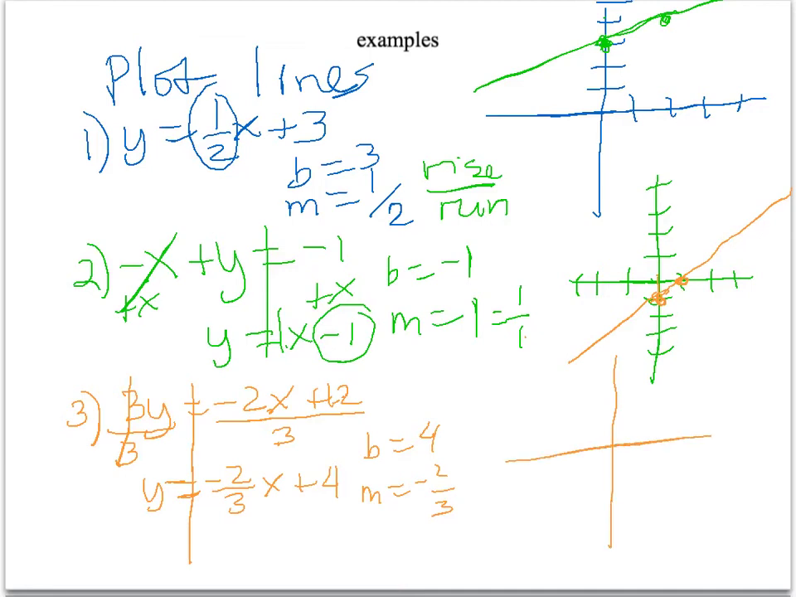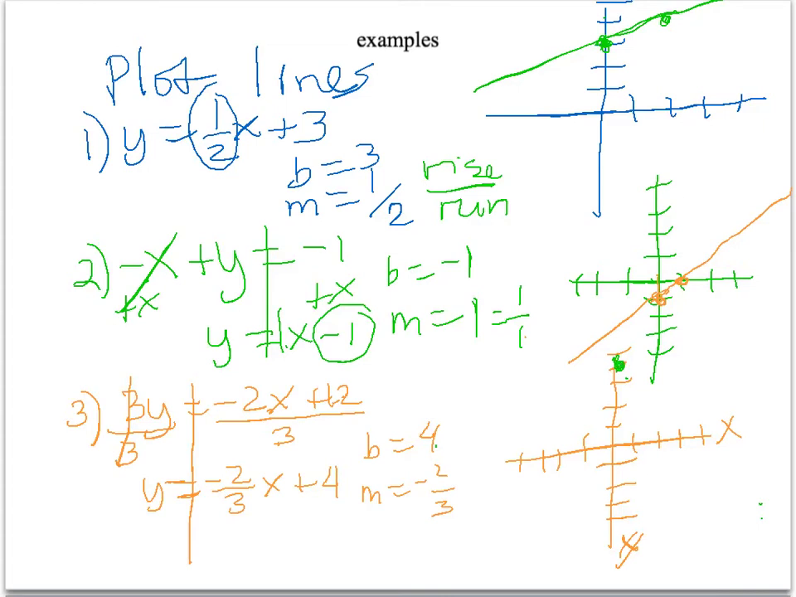Okay? X, Y. So 1, 2, 3, 4, 5. 1, 2, 3, 4. All right, this one is a little different because my slope is negative. So what I'm going to do is plot my y-intercept, which is 4. So I'm going to go up 4. 1, 2, 3, 4.